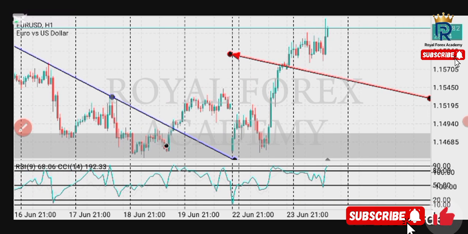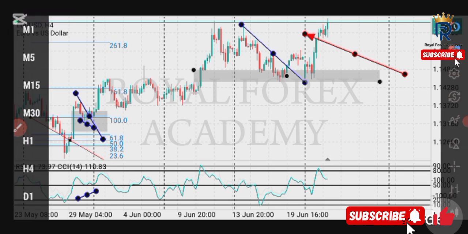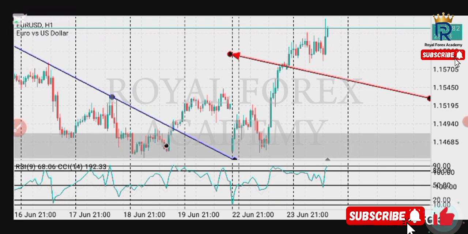So this is not just a theory, this is something that is very much effective and it is working. I will encourage you to please backtest. First of all, learn how to identify imbalance. Once you have done that, your job is 50% done, because imbalance will form part of your point of interest.